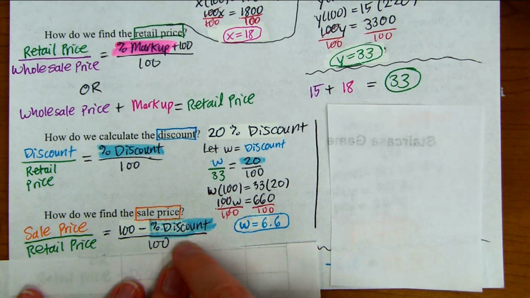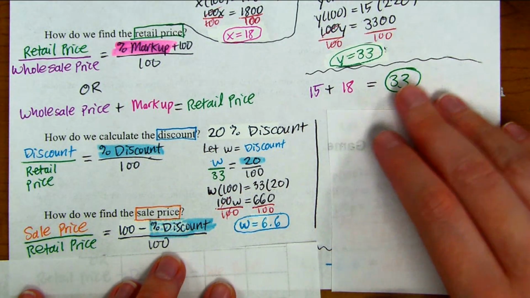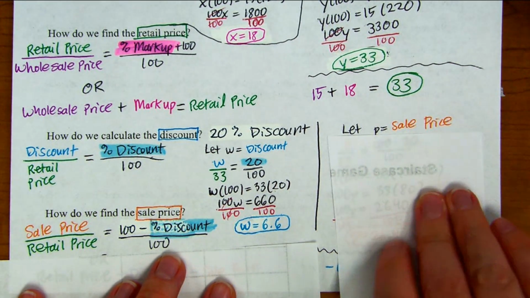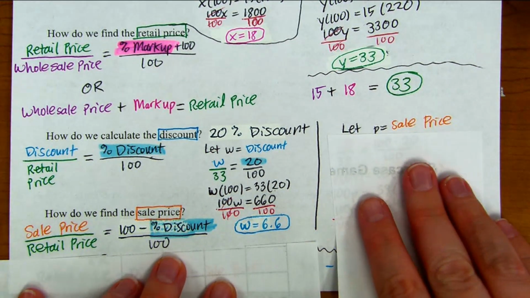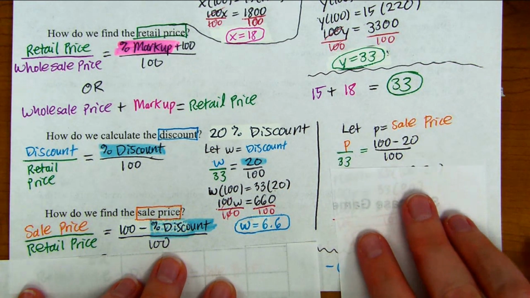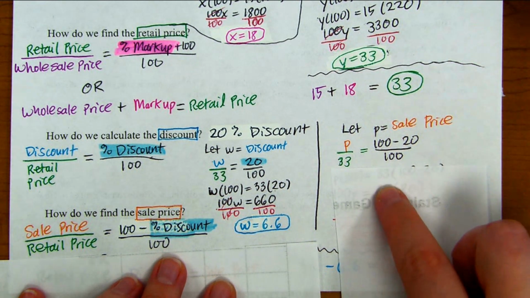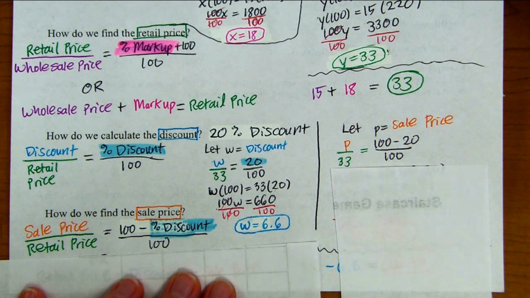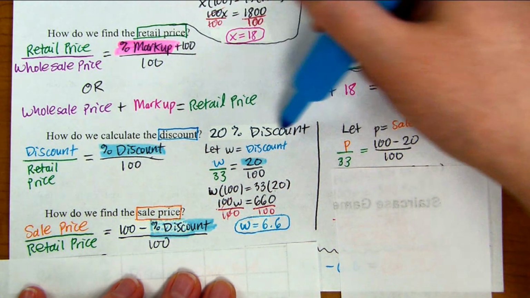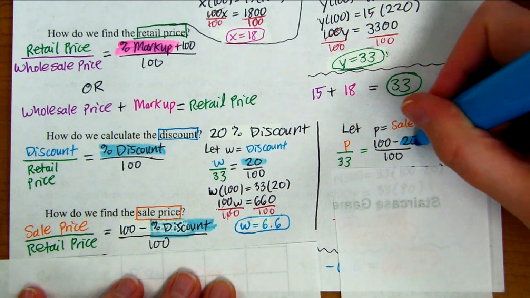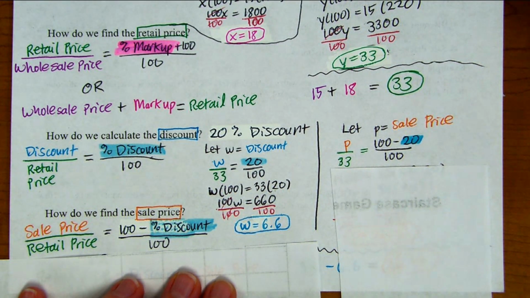So we can see this used over here. So let P equal the sales price. So we'll have P over the retail price, which is 33, equals 100 minus the percent discount, which over here we said was 20%, so that's why we are subtracting 20%. So when we do that, we'll find what percent of the price the customer still needs to pay. So from here we can cross multiply.